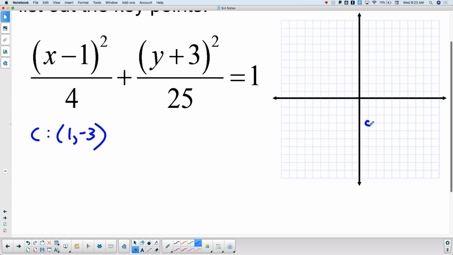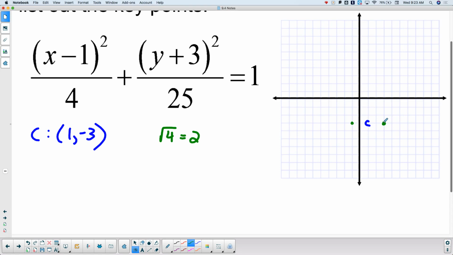Step number 2 says what? So what am I square rooting? 4. What's the square root of 4? So that means what? From the center, left and right, 2, 1 and 2, 1 and 2 from the center. Love it. Next.